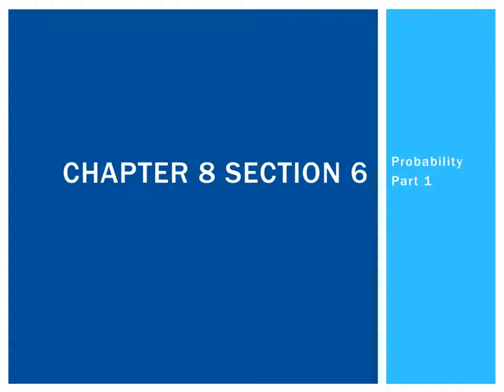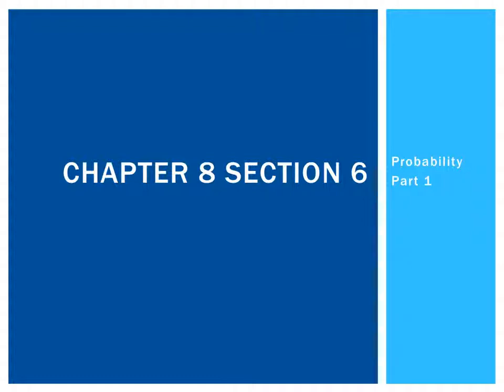All right, chapter 8.6 is called probability. We're going to divide this into two parts. Today's part 1, obviously. Probability is an extension of what we talked about in the last section. In the last section, you were working on how many different ways something can occur. Now we're going to talk about the probability that a single event within those events will occur.